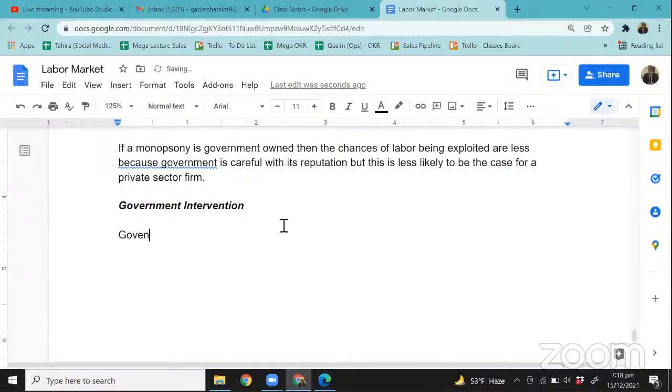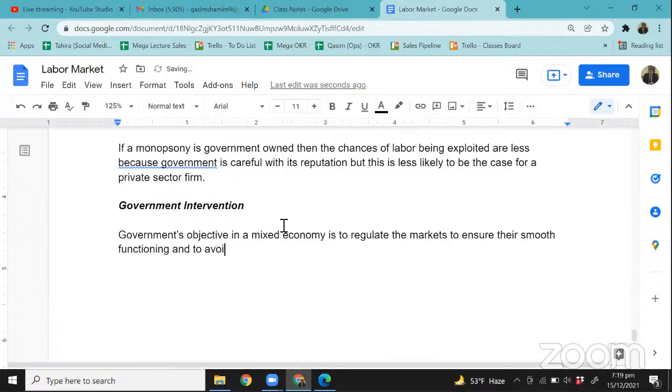Okay, now just to quickly write this down. So government's objective in a mixed economy is to regulate the markets to ensure their smooth functioning and to prevent any exploitation that might be taking place. Now, what are some of the ways in which government intervenes in the labor market? Because obviously, in this topic, we're only concerned about the labor market. We're not concerned about consumer exploitation or anything else.